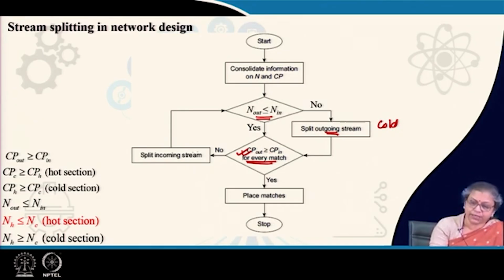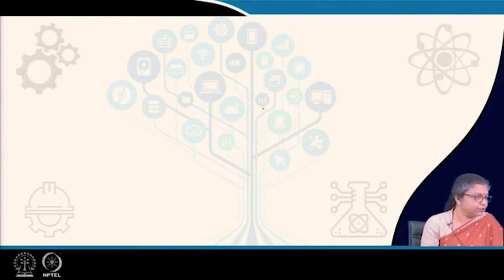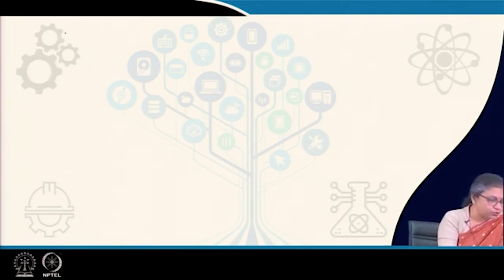Suppose we cannot do it, then in that case what? We come back again and we split the other stream. This goes on till the entire match is done. So, in this particular way we are supposed to proceed. Based on this, suppose we proceed, then what do we get?